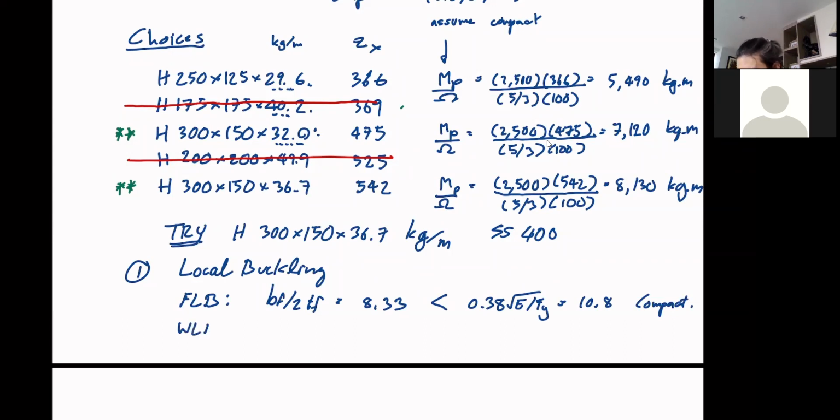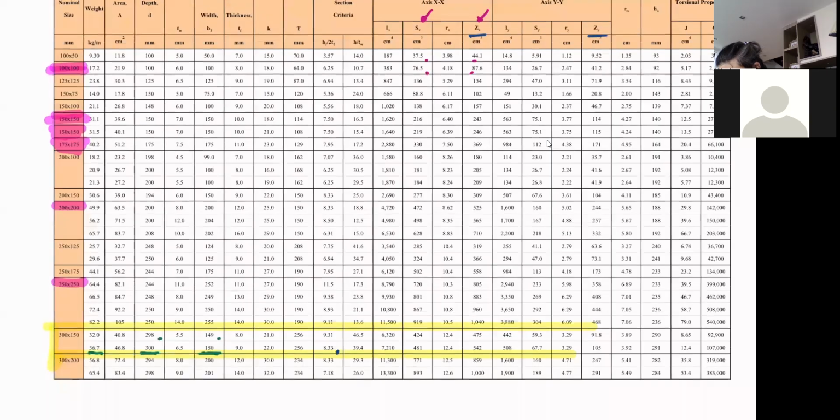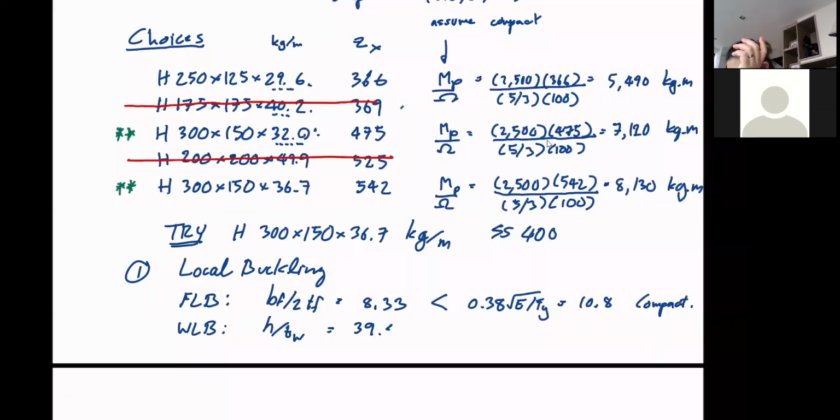And now with web local buckling, h over tw, that's 39.4. Can you recall? 39.4 there, you see? Surely this will be less than the limit of 3.76 square root E over Fy, which is 107. So it's compact as well. So you can now conclude that it's a compact section.